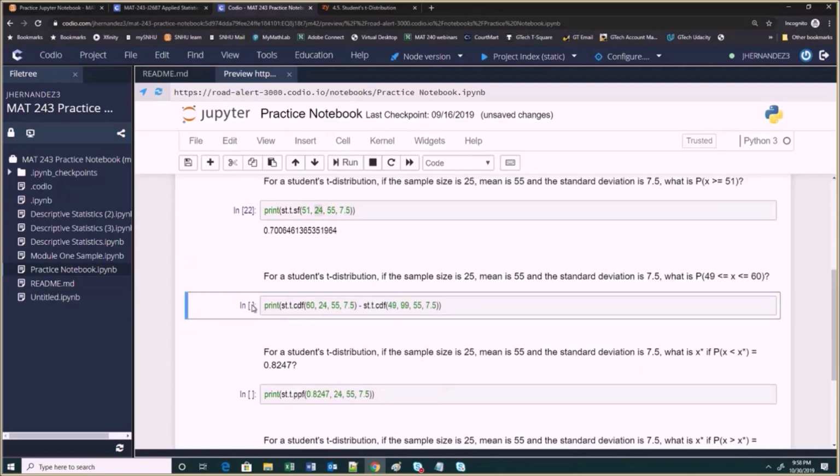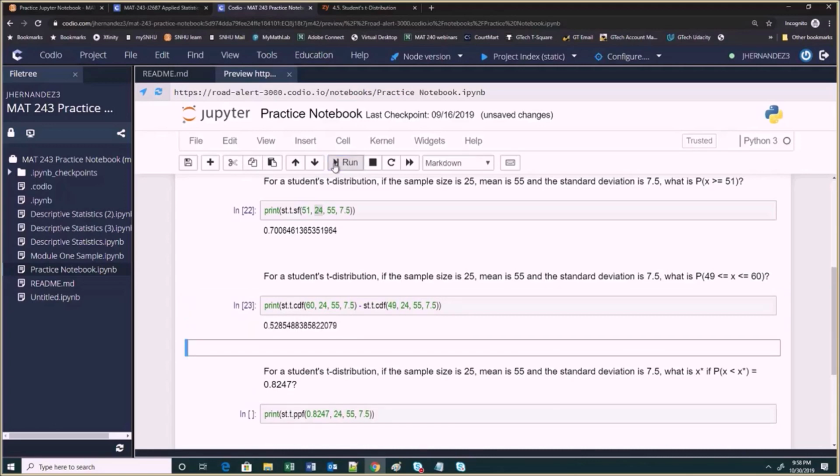The same trick can be used here to calculate the probability that a given x is between two critical values, a lower and an upper value. This is the same case here. Again, we're using t.cdf to be able to do this, and the second input again is 24, and I should change this to 24. So when we run this, I get 0.5285.